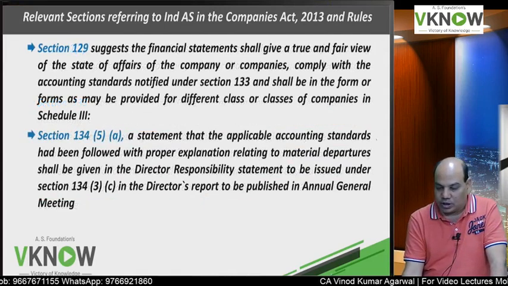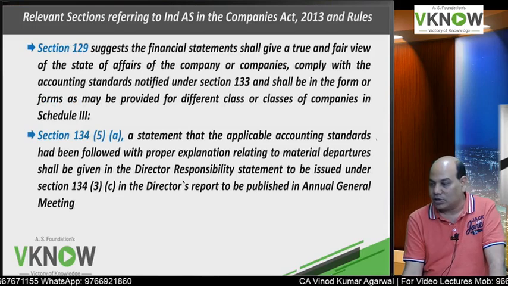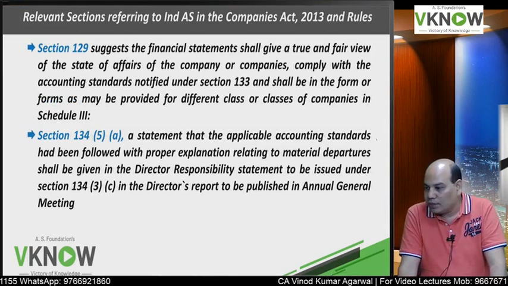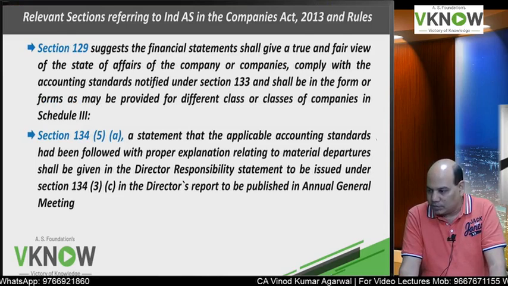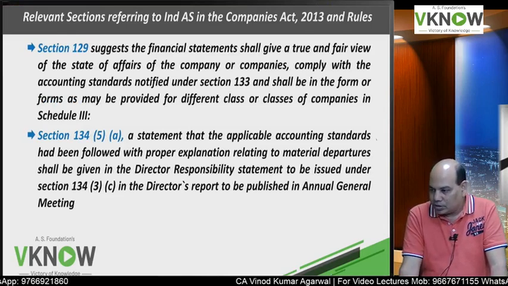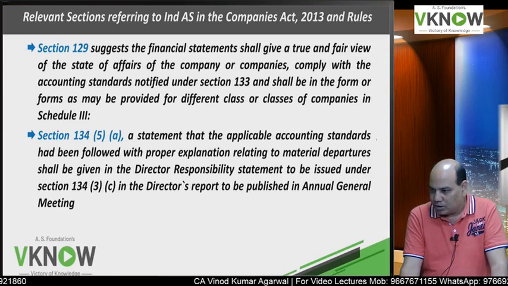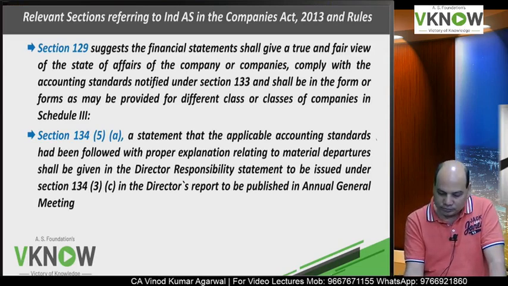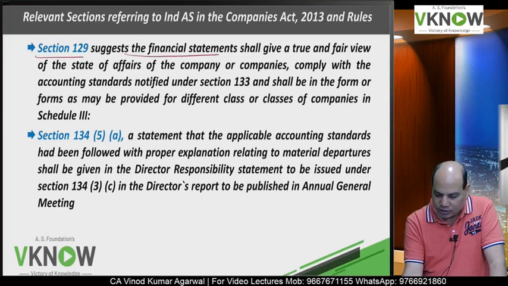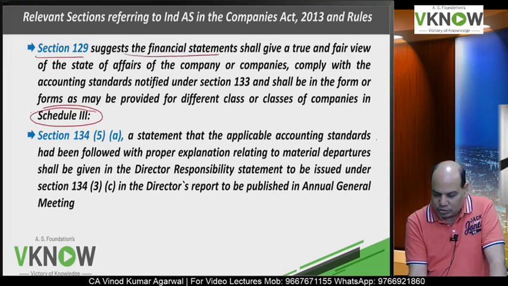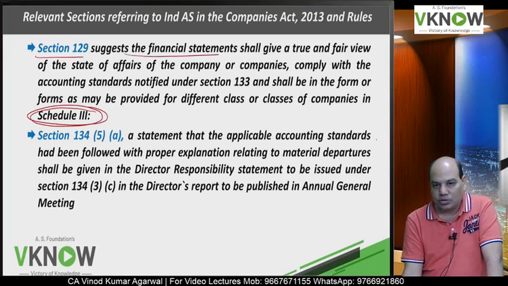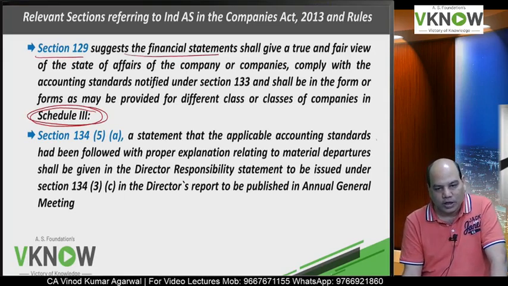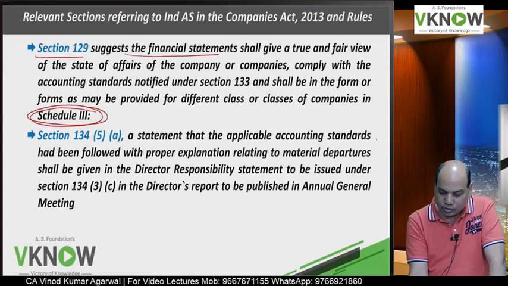Then section 129 suggests that financial statements shall give a true and fair view of the state of affairs of the company, comply with the accounting standards under 133, and shall be in the form or forms as may be prescribed for different class or classes of companies in Schedule 3. So that is about presentation of financial statements. After this we are going to take another chapter which is Schedule 3 only, and we are going to solve again some numerical questions.